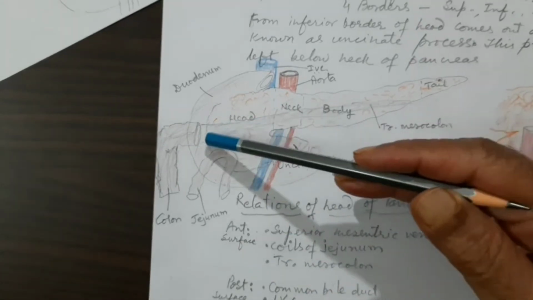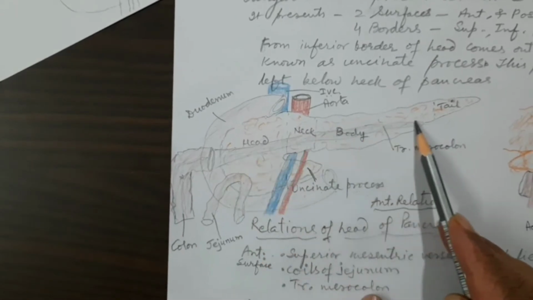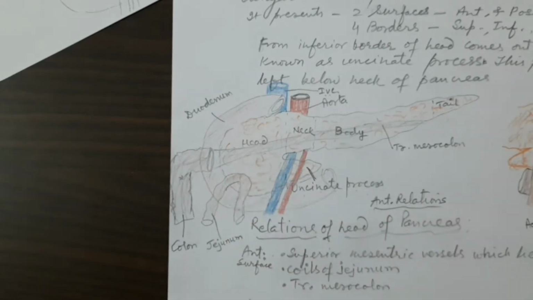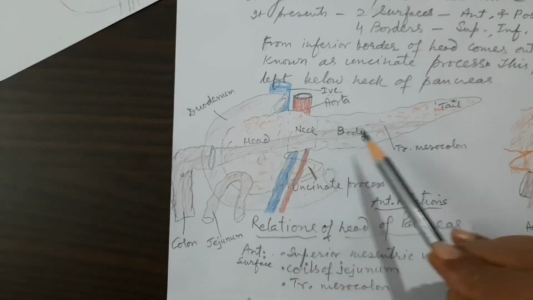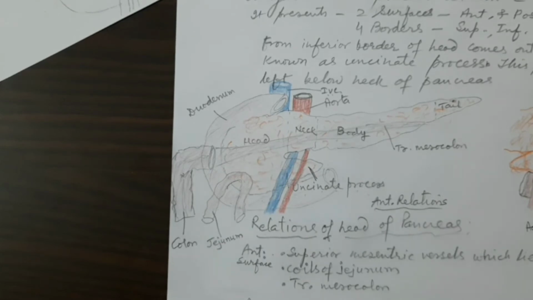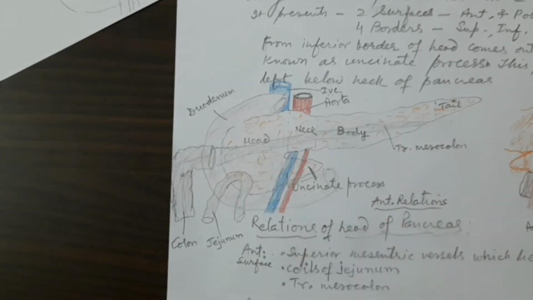Then there is the transverse mesocolon. Let us see here, I have drawn it with the black pencil. This is the site for the attachment of the transverse mesocolon, by which the transverse colon is hanging. The mesocolon is nothing but a double fold of peritoneum which hangs the transverse colon, and it gets attached to the head, the neck and the body of the pancreas, posteriorly. So this indicates the attachment of the transverse mesocolon.